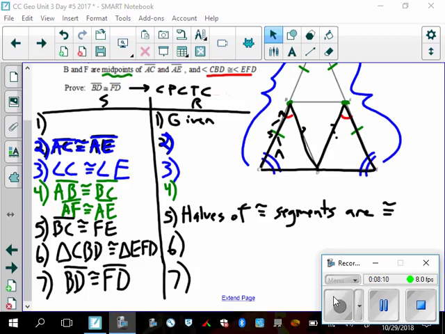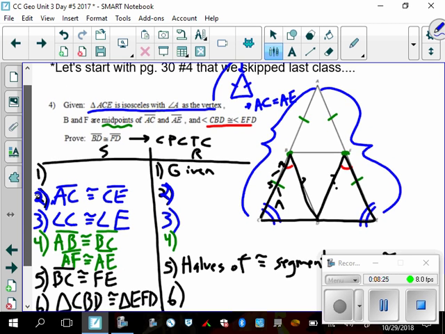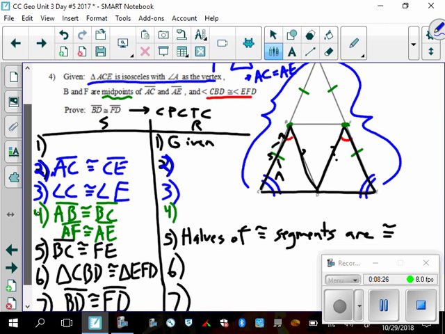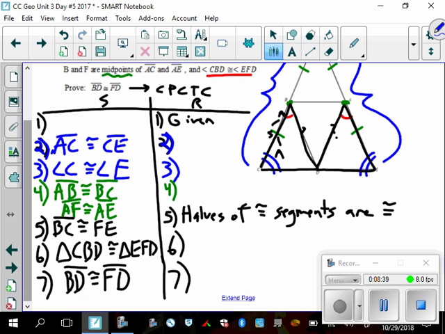Okay, so I tried to color code what I underlined in the givens and where my statements came from. So the 2 statements in blue come from the idea that ACE is isosceles and A is the vertex. Okay. The 4th step in green comes from the idea that B and F are midpoints. The 5th step is something new.